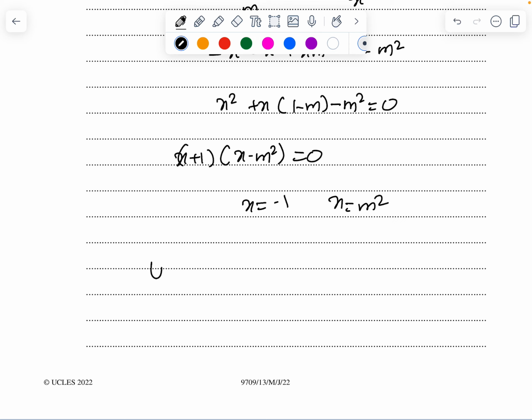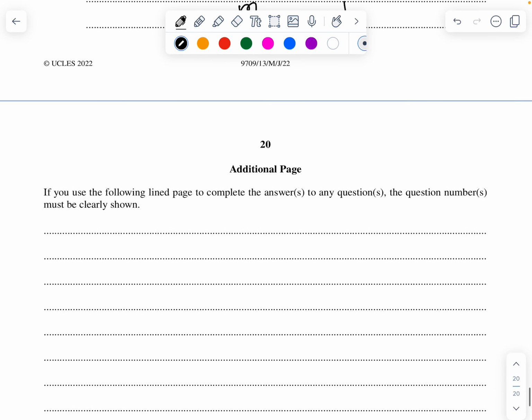So when I plug in x equals m square, y equals minus m upon x. So y equals minus m upon m square, which is going to be minus 1 upon m. That's going to be the answer.